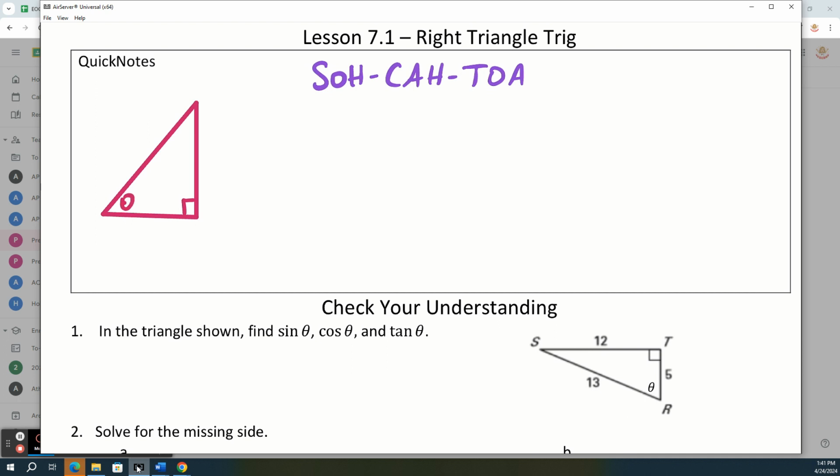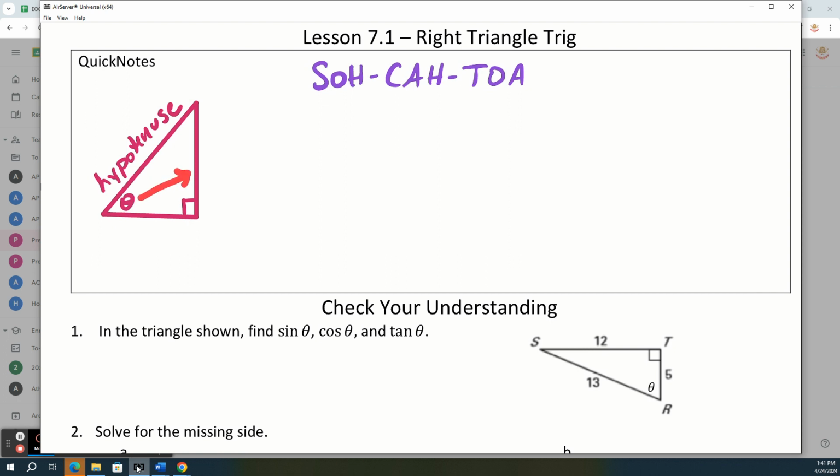Theta can be either one of these two angles. I'm just putting it in the bottom left. It doesn't matter where it is. Theta is not going to be the right angle. It's going to be one of the other two acute angles. And the hypotenuse is always opposite of the right angle. That's always the longest side, right? It is always the longest side, exactly.